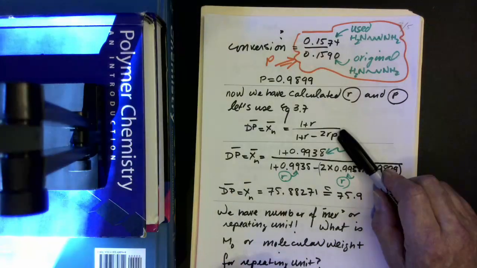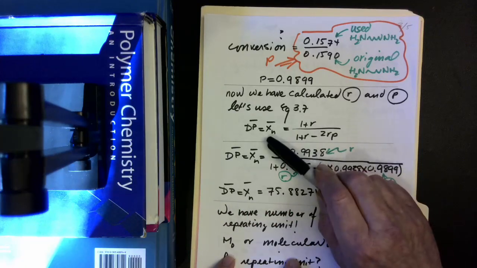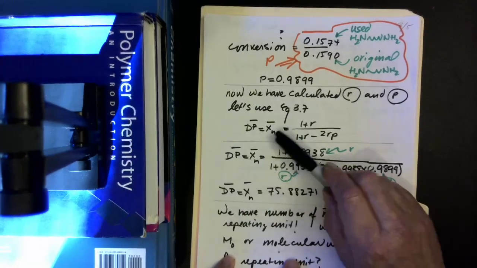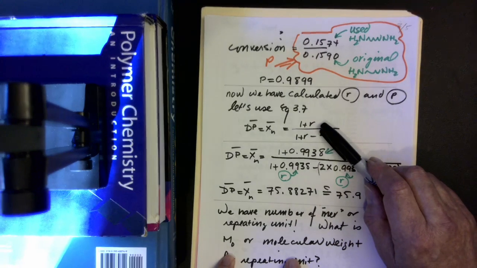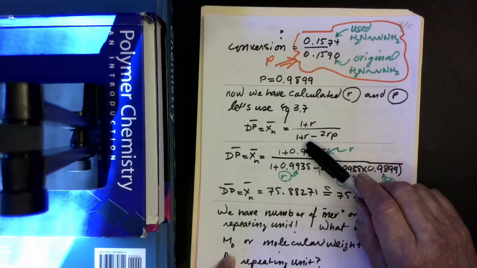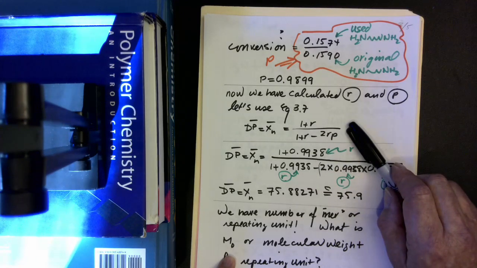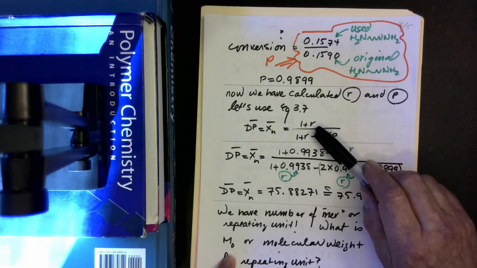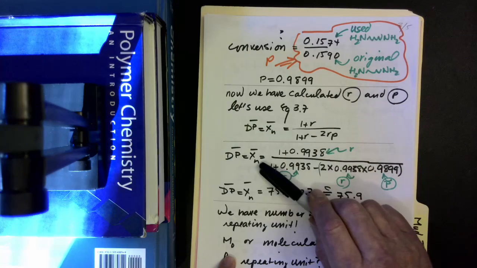Now we have the R, we have the P, and we're going to work on these equations. We know that the degree of polymerization, dP hat, which is the same as xn hat, is (1 plus R) over (1 plus R minus 2RP). That's the equation we're going to use. We have the R, we have the P, we just substitute to measure dP hat or xn hat.